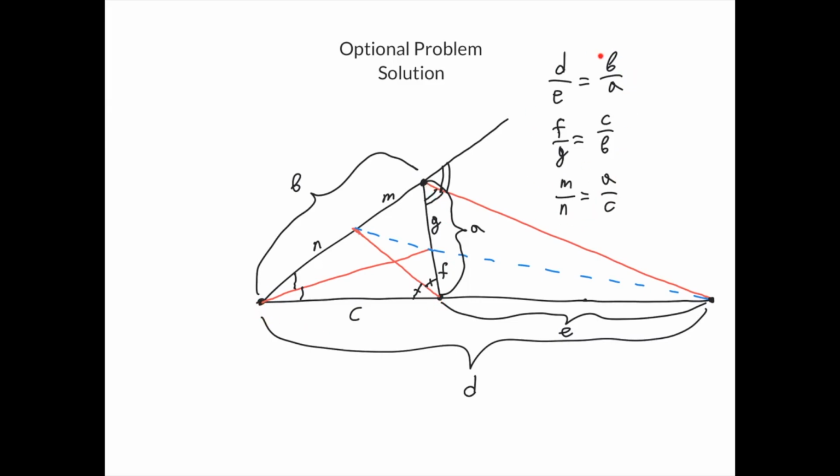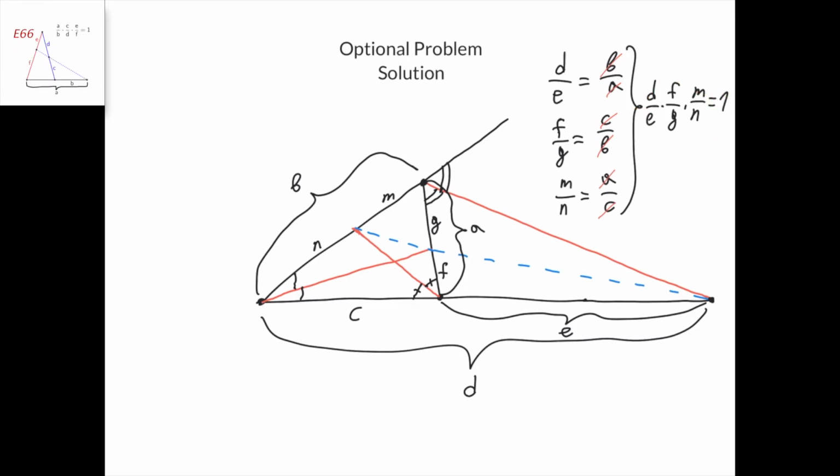And now we can take these 3 equalities and multiply them together. The C cancels out here, the A cancels out here, and the B cancels out here. What is left is the left-hand side of all the 3 equations multiplied together equals 1. But this is exactly the statement of Menelaus' theorem for this triangle and these 3 points that we need to prove lie on a straight line, because that's exactly D divided by E times F divided by G times M divided by N. And so, since we know that this expression equals 1, by Menelaus' theorem it follows that this point, this point, and this point lie on a straight line as desired.